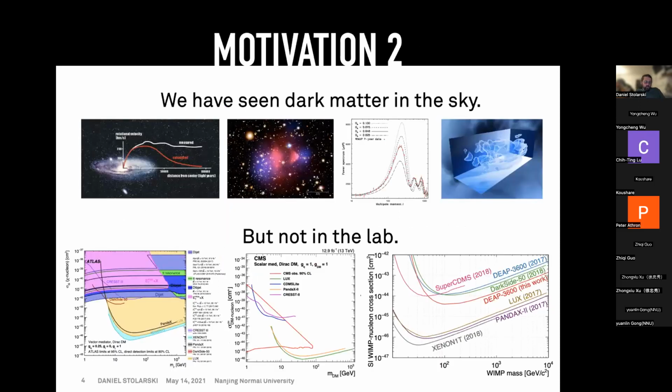Motivation number 2 is dark matter. Also, probably many talks you've seen start with dark matter exists. We've seen it in the sky. We haven't seen it in the lab, especially for these plots at the bottom are searches for WIMPs. And there have been many searches for WIMPs that haven't found anything. And so maybe WIMP is not really the right paradigm.